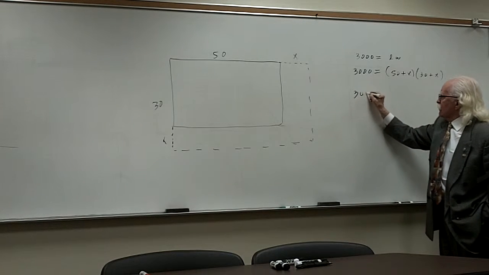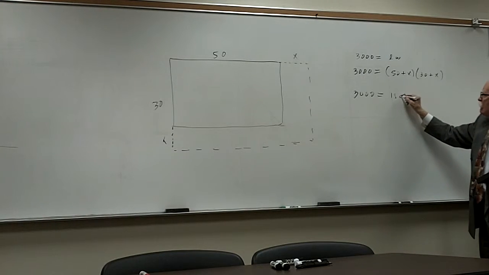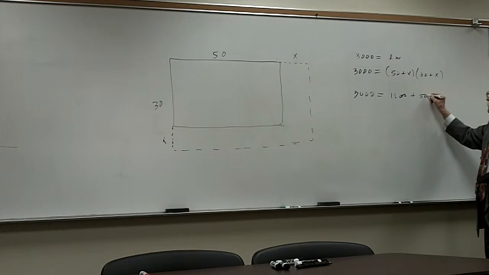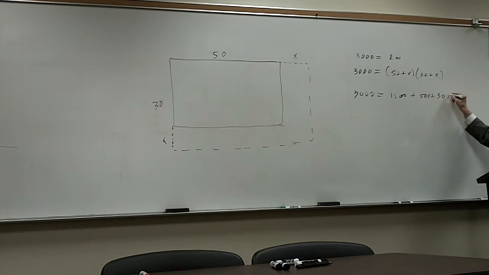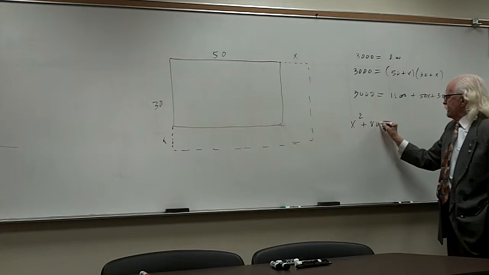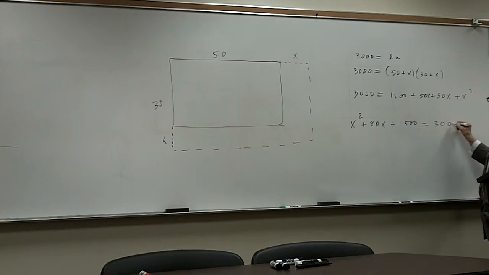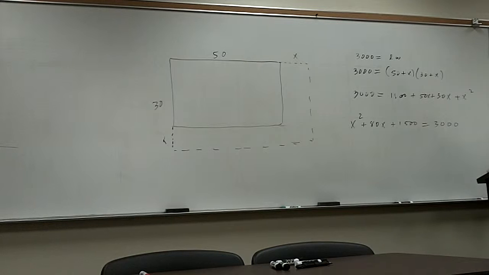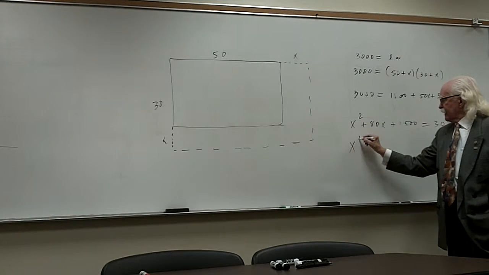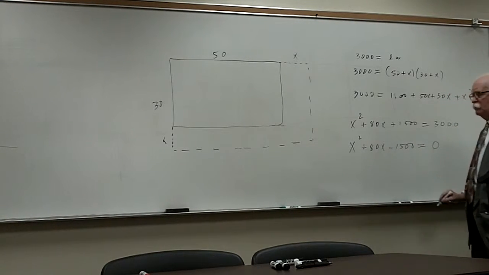So what is this starting to look like? This is 1500, right? Plus 50x plus 30x plus x squared. This now becomes x squared plus 80x plus 1500 equals 3000. That is not the way you want a quadratic equation to look, because you want it to be equal to 0. So I must move the 3000 to the other side. This becomes x squared plus 80x minus 1500 equals 0.